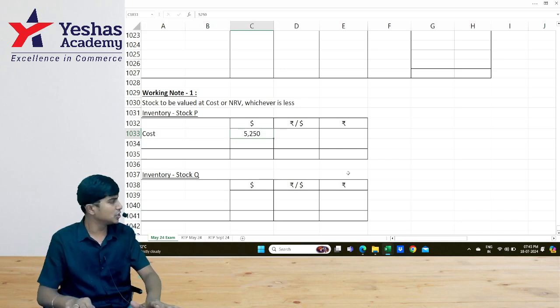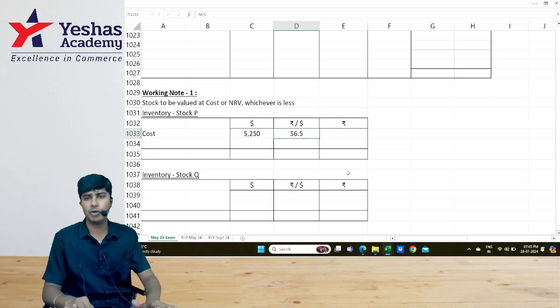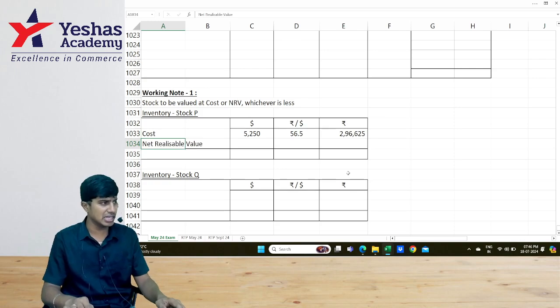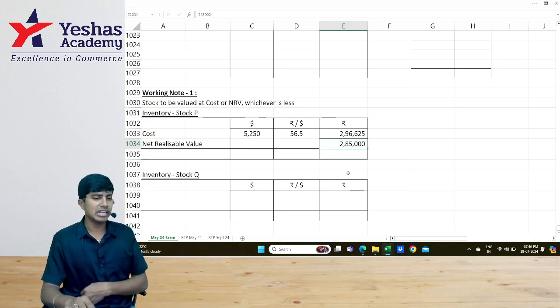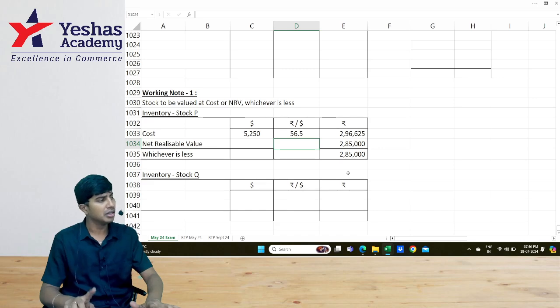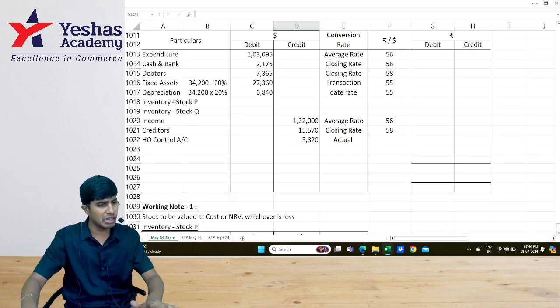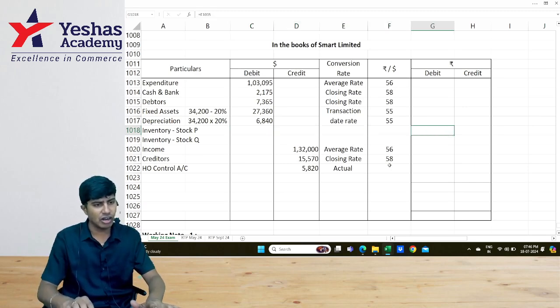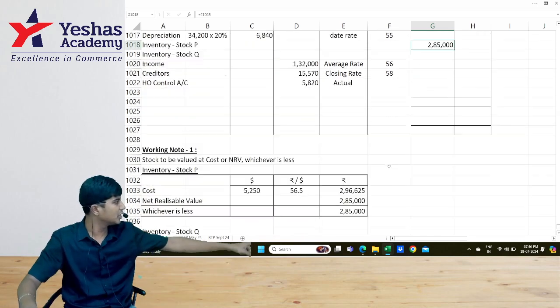In dollars, it is 5,250. Exchange rate is 56.5. 5,250 into 56.5 will give us 2,96,625. This needs to be compared with net realizable value. Net realizable value is 2,85,000. Tell me whichever is less is 2,85,000. We don't know the rate. But remember in my trial balance when I write inventory stock P, I will write it on the debit side at 2,85,000, what I just figured out.